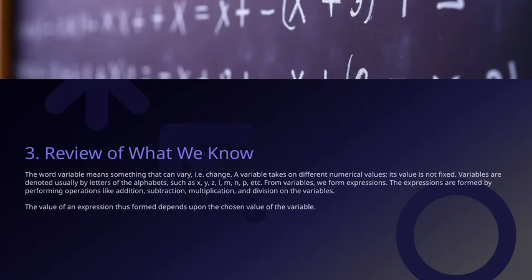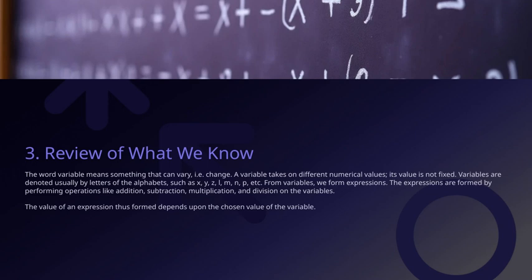Let's take a moment to review what we already know. The term variable refers to something that can change or vary. In other words, a variable doesn't have a fixed value. It can take on different numbers. Usually, we represent variables with letters like x, y, z, l, m, n, or p. These letters serve as placeholders for numbers that can change.